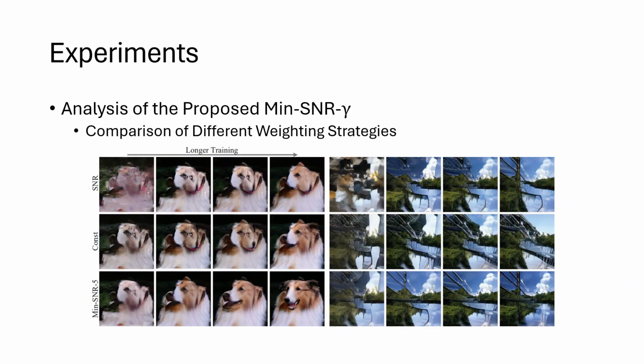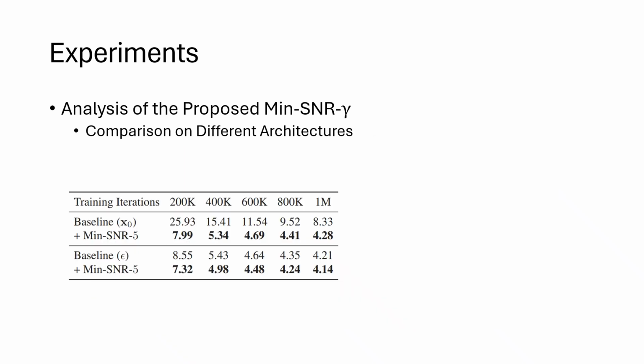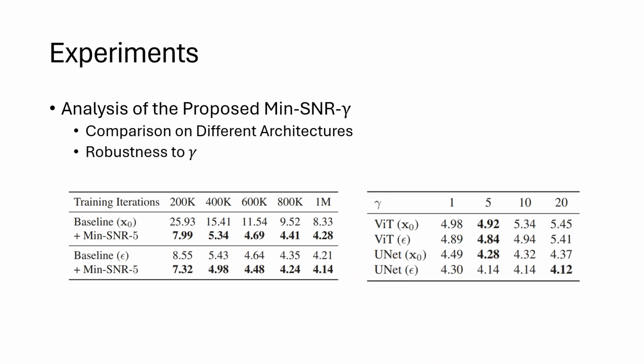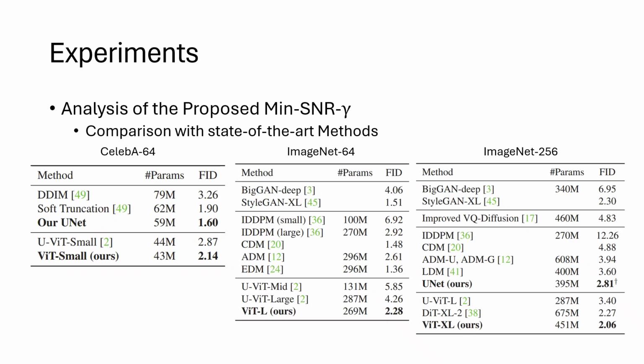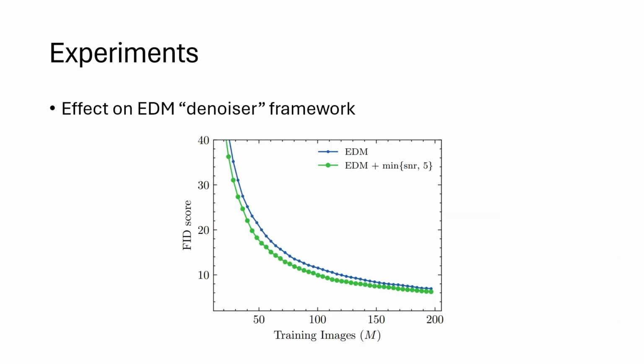We validate our method works well on different backbones, ViT and UNet. We also show that our weighting strategy is robust to different gammas. Finally, we make some comparisons with some SOTA methods on CelebA 64, ImageNet-64, and ImageNet-256. We find it also works well on EDM's denoiser framework.